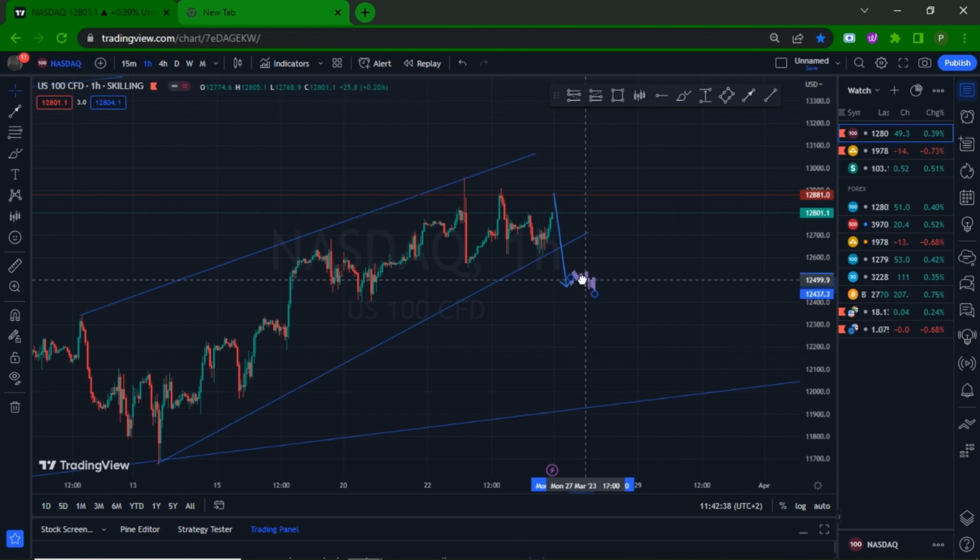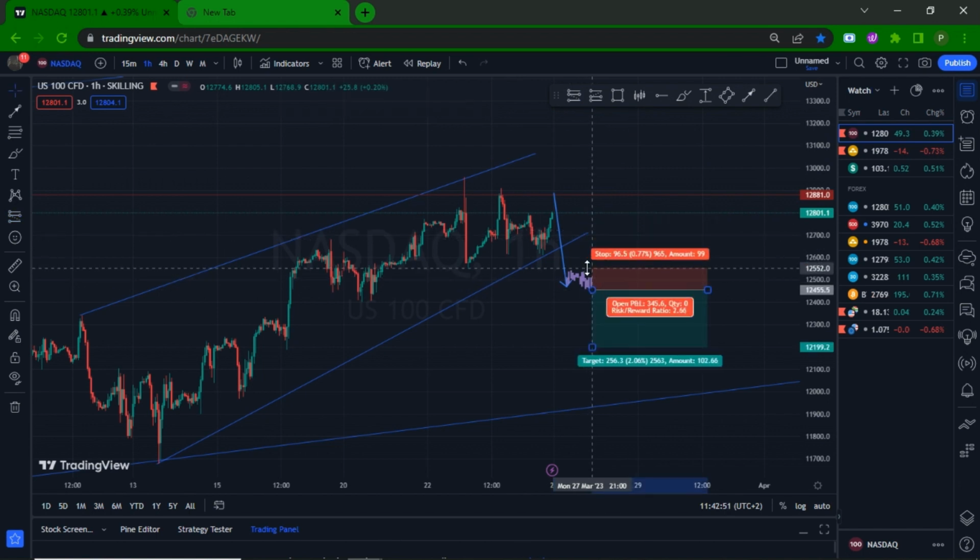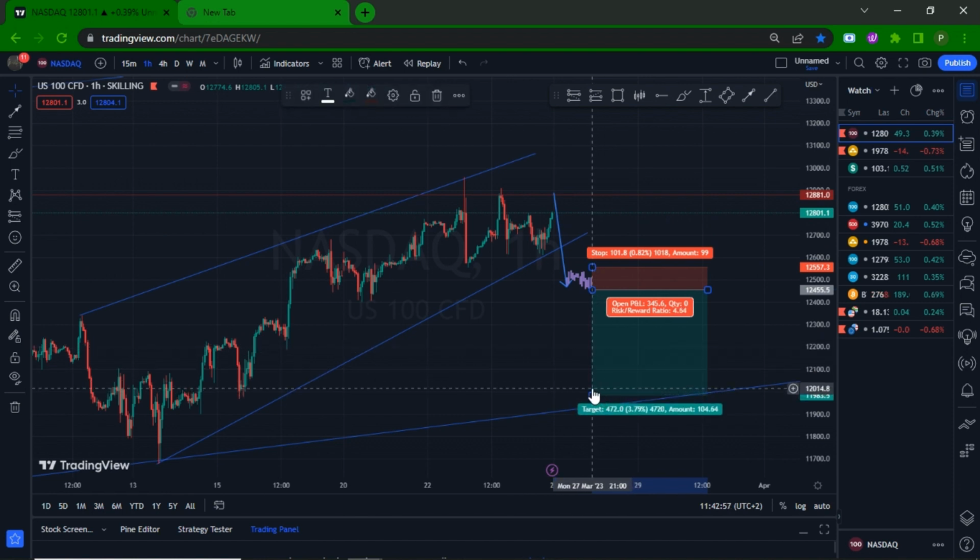So I'd expect a correction right here: impulse, correction, and then I'll look to enter at this place, right? Let me show you how I place my entry. My entry will be somewhere down here with my stop at the top there and my target being the supporting trend line. The risk to reward is 4.6 or even greater, right?